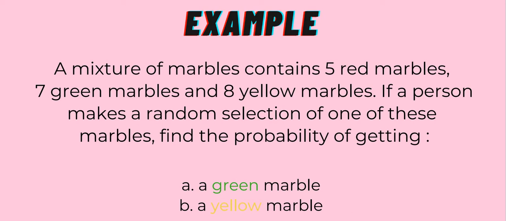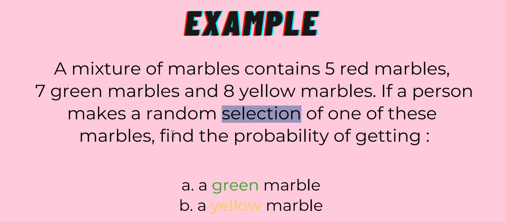Let's say a mixture of marbles contains 5 red marbles, 7 green marbles, and 8 yellow marbles. If a person makes a random selection of one of these marbles, then find the probability. So class, the process of selection here is the experiment that we do. Selection here is an activity, so this is the experiment.